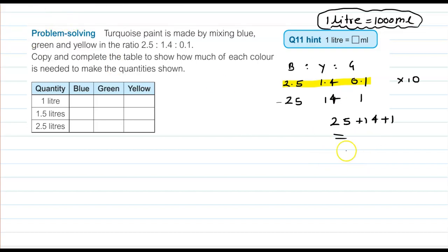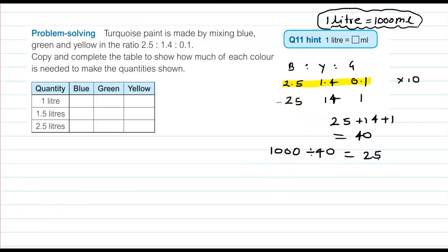Okay guys, please interact. Now 40. What you need to do is divide 1000 by 40. If you divide 1000 by 40, how much is it coming? So it is 25.